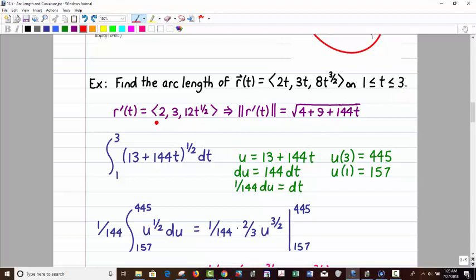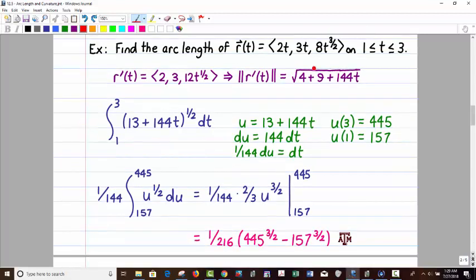So here's r prime of t. The derivative will be 2, 3. 3 halves times 8 is 12. That would make that t to the 1 half. So the magnitude: 2 squared is 4. 3 squared is 9. 12t to the 1 half squared is 144t. So that means we're integrating the square root of 13 plus 144t from 1 to 3 to get our arc length. And this is pretty much a straightforward u substitution.